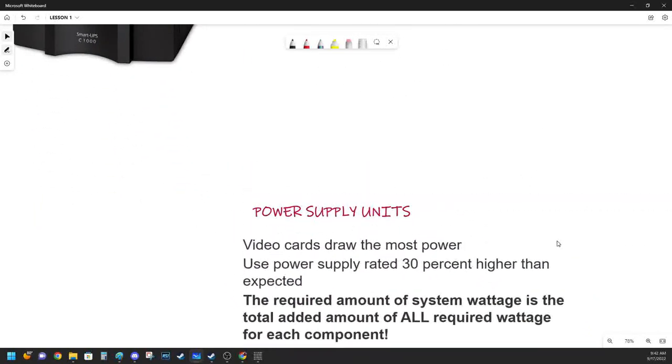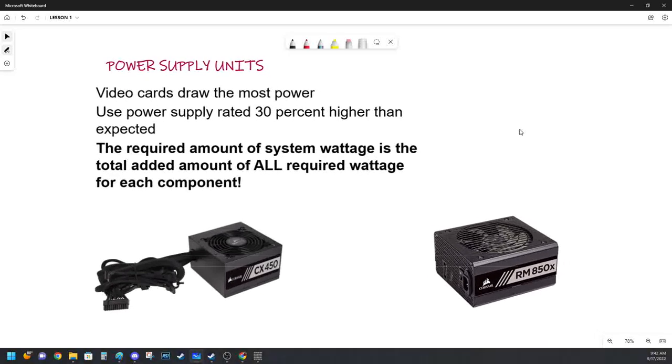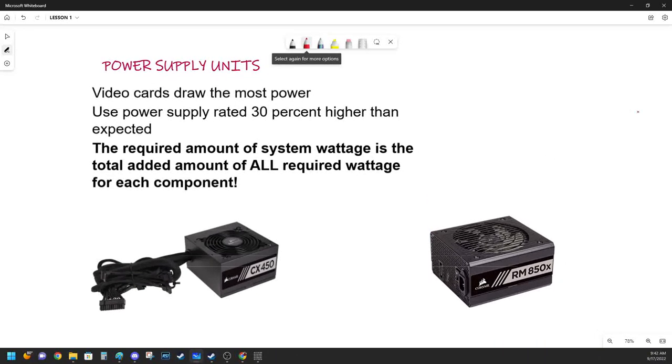Okay, so let's talk about power supplies real quick. I wasn't kidding, you definitely want some overhead when you choose a power supply. Now, the technically correct answer is right here. If you're trying to figure out how much wattage you need in the power supply, you're supposed to add up all of the actual individual component wattage requirements, and that is your bare minimum power supply.